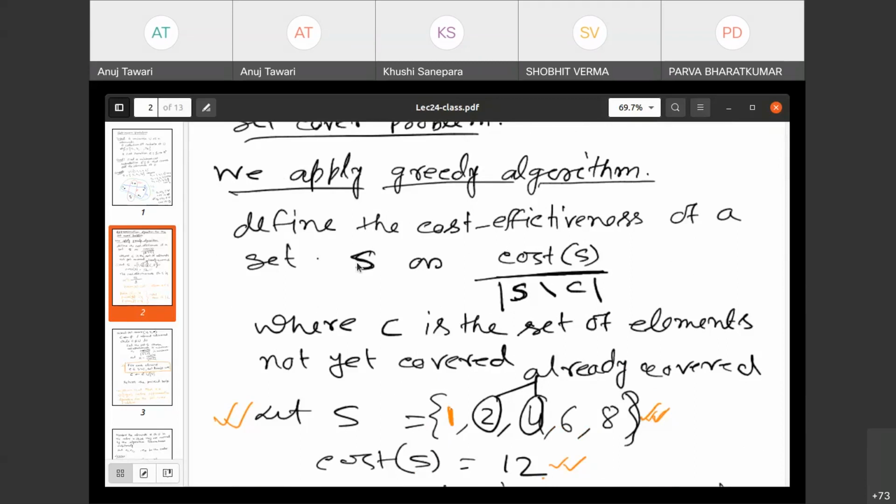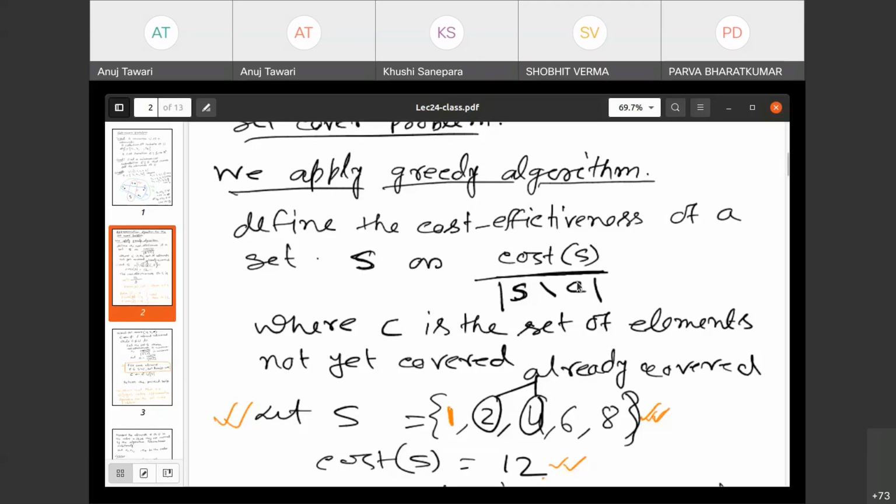Okay? Because let's say if you have covered certain elements, and the new set just contains those elements, then there is no use of including that set. So you should rather include some set which contains elements which are not yet covered.